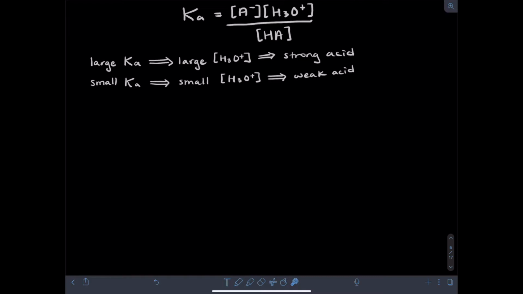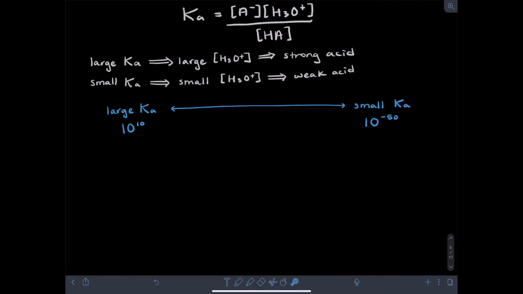In contrast, if you have a small Ka value, that means that your denominator is larger than your numerator. This will mean you have a small concentration of H3O+, you have more HA around than H3O+, which means that HA doesn't lose its proton readily, and we would call it a weak acid.